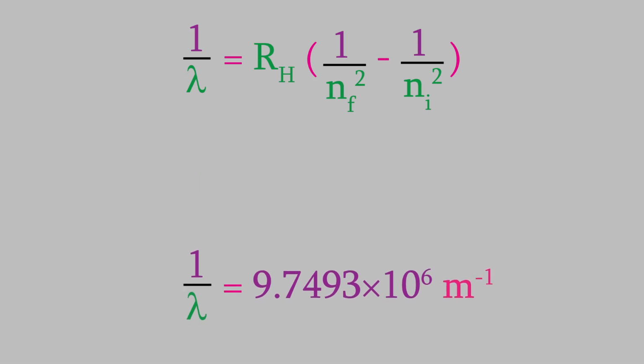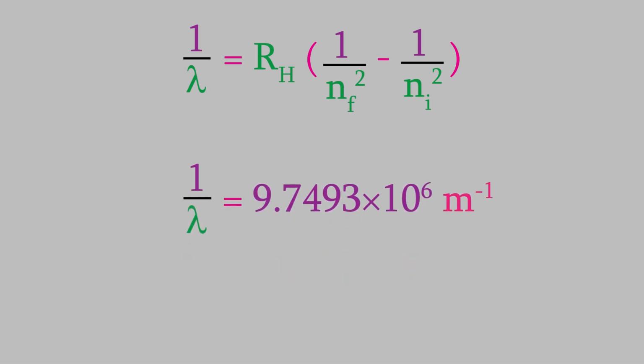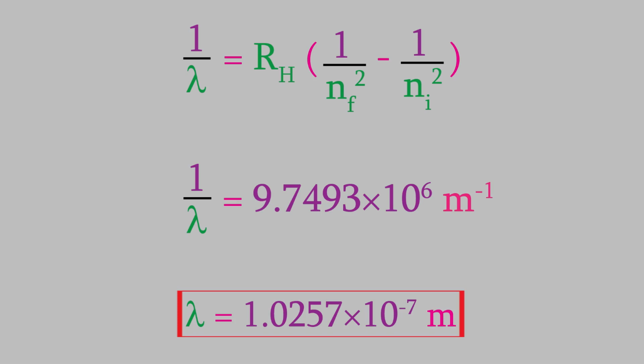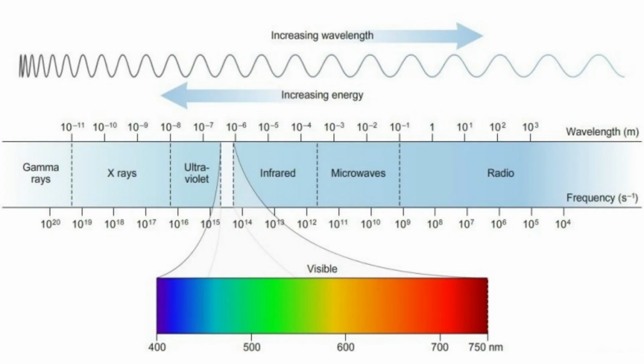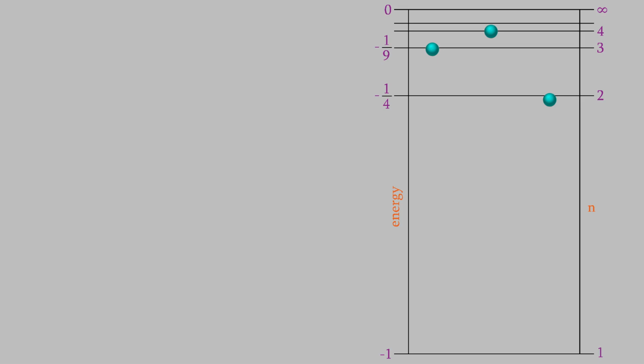What we really want to know is the wavelength, so we'll need to take the reciprocal of both sides of this equation. That gives us lambda, the wavelength, on the left, and 1.0257 times 10 to the minus 7 meters on the right. What color is that? Well, if you check the electromagnetic spectrum, you can see that this is an ultraviolet wavelength. It's not something we could see with our eyes, but there are plenty of instruments that would be able to detect it. So, whenever an electron drops from one energy level to another, it emits a certain wavelength of light.